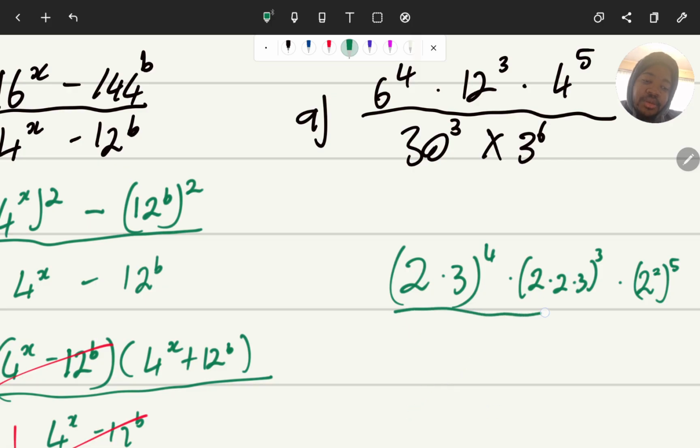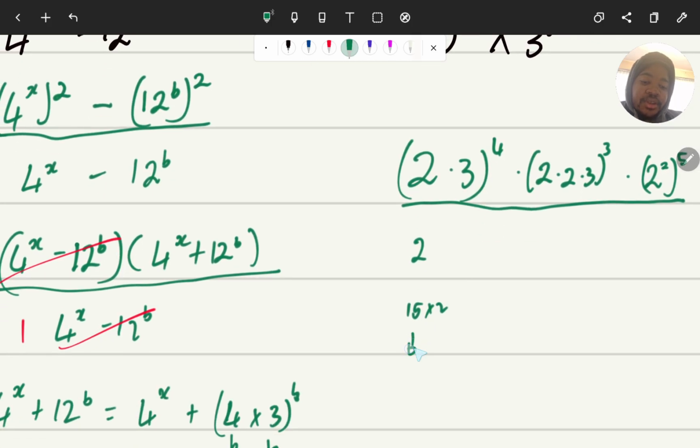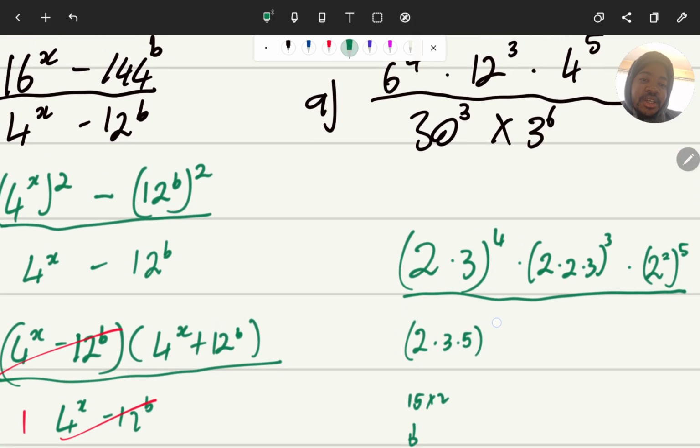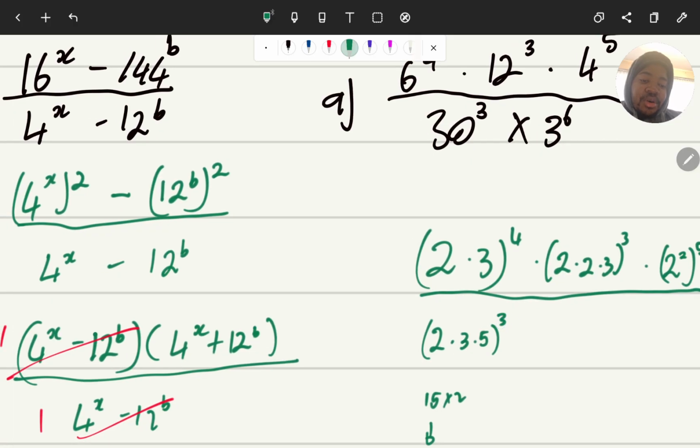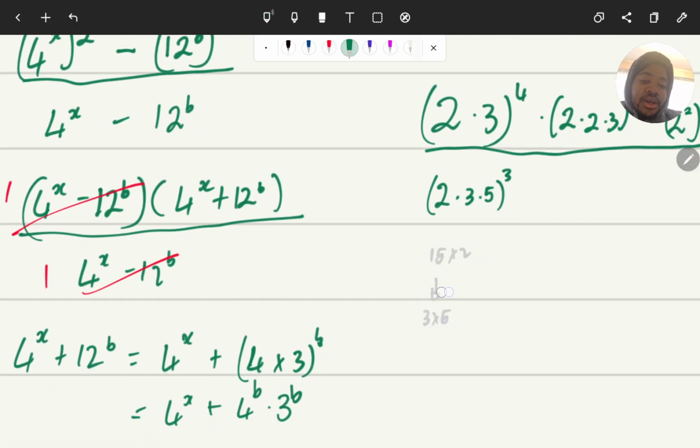That's for the numerators. As for the denominators, 30, I have 2, right? Because 15 times 2, right? And then I break 15 into 3 times 5, right? So it's gonna be 2 times 3 times 5. This gives me 30, so it will be to the power of 3, right?